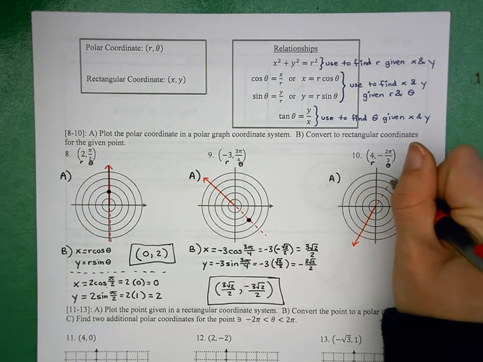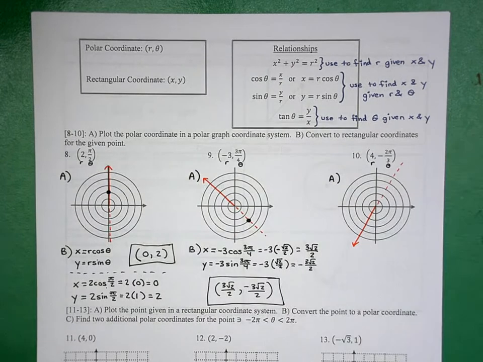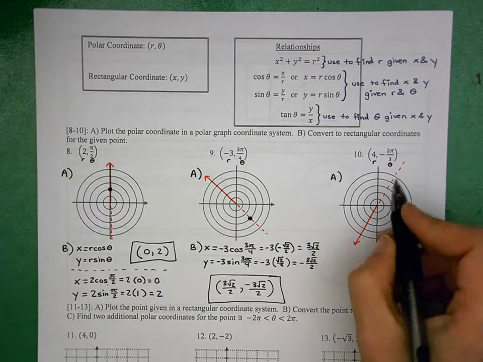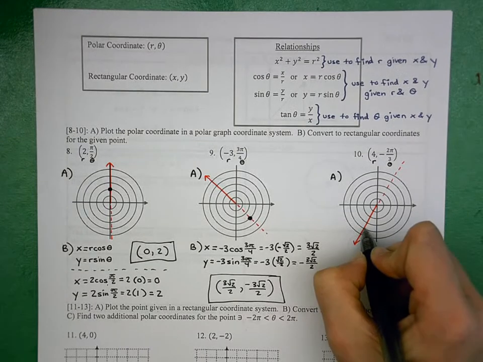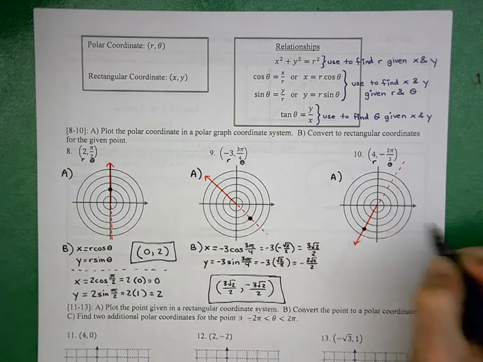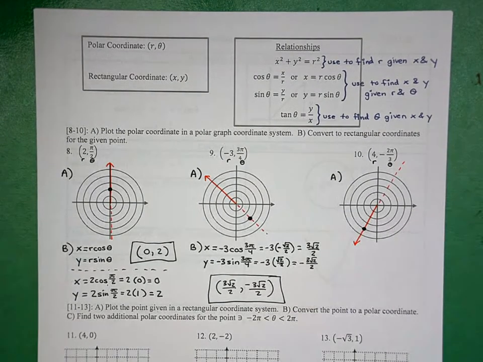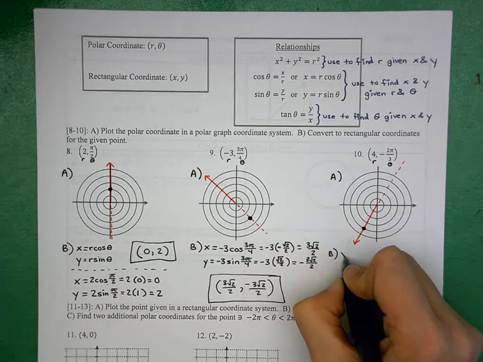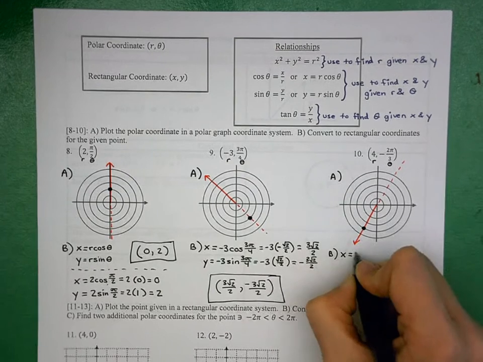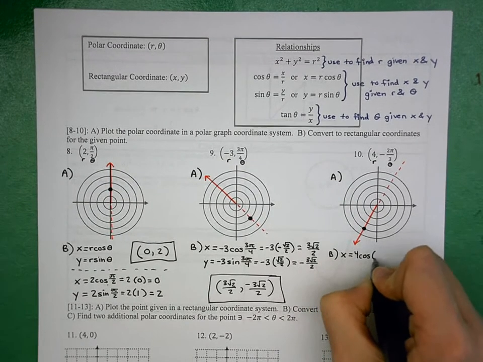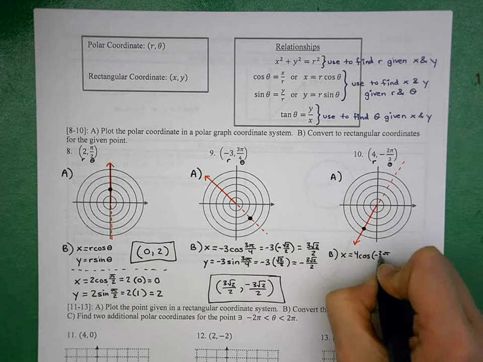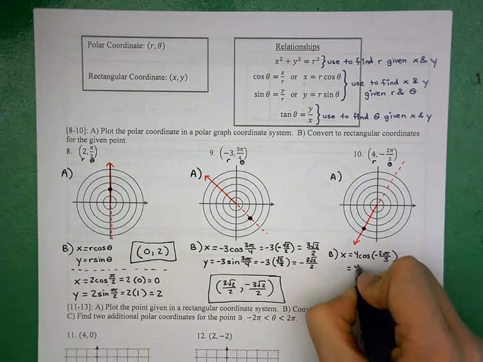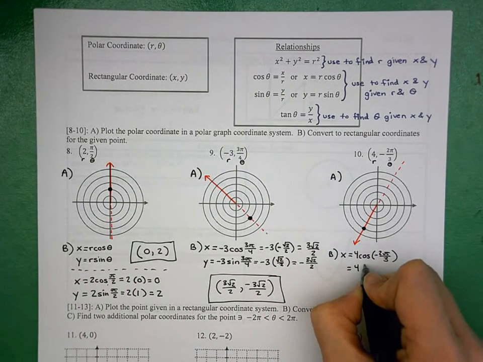Our r is +4, so we're moving along that angle, 4 in that direction. Okay. And then for your conversion here, we have x equals my r, 4, cosine of my theta, -2 pi over 3, which is 4 times, take a moment, what is the cosine of -2 pi over 3?